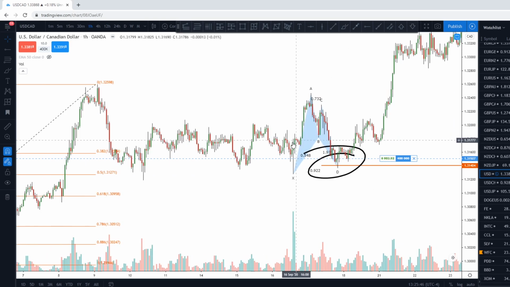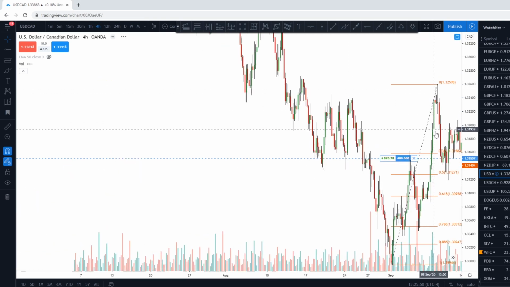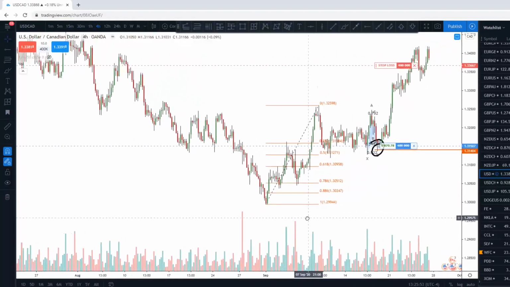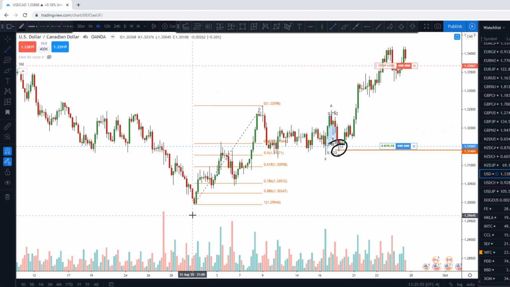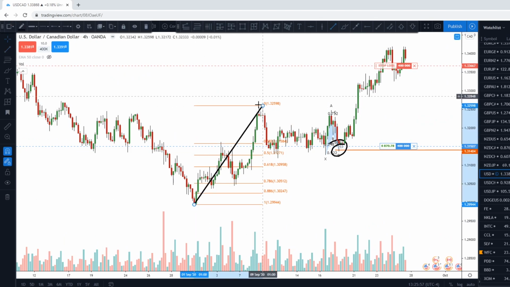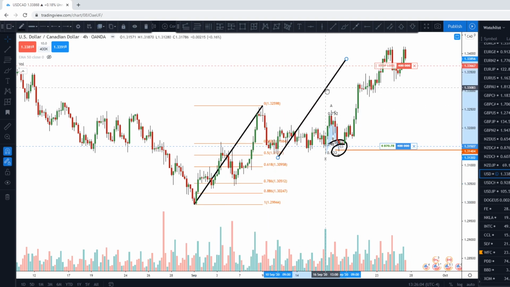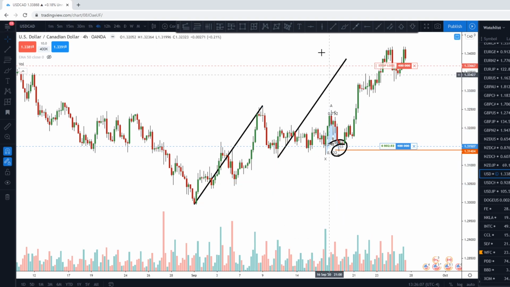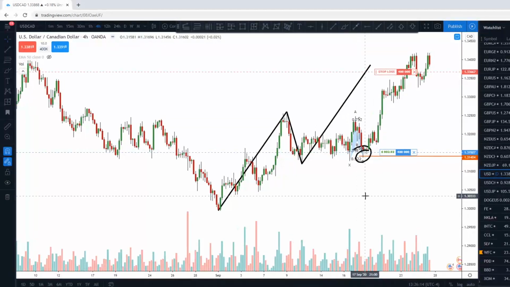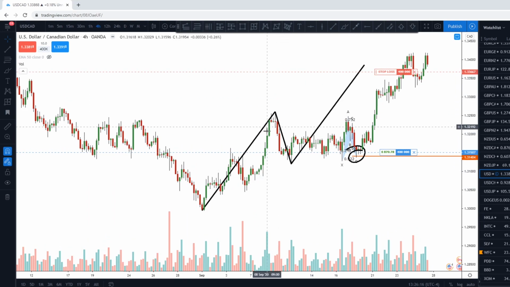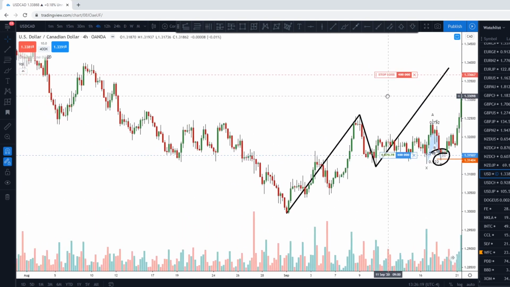Now, how do we actually decide where our target is going to be? What are we trying to achieve here? Well, we go back to this 4 hour time frame, and we take our move up here. And all we do is simply copy and paste it, and this is what we call an ABCD pattern, and we extend it forward on our most recent low point, or our most recent pullback. Okay, and what you can see is that this gives us our expected move higher.